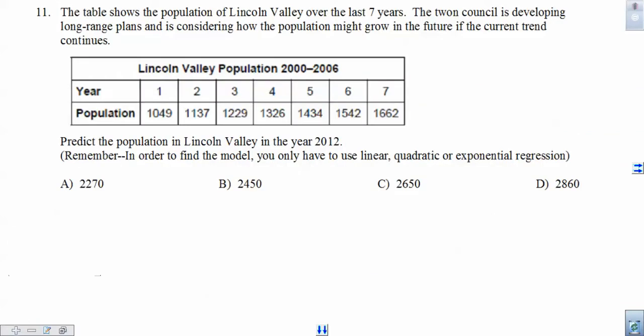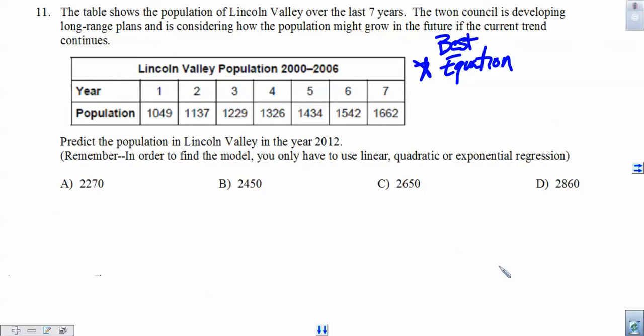Alright, last problem here. Given this data here, let's predict the population of Lincoln Valley in the year 2012. Like I said before, I'm going to modify this problem, and what I'm going to ask for full credit is just give me the equation, the best equation to model this data.